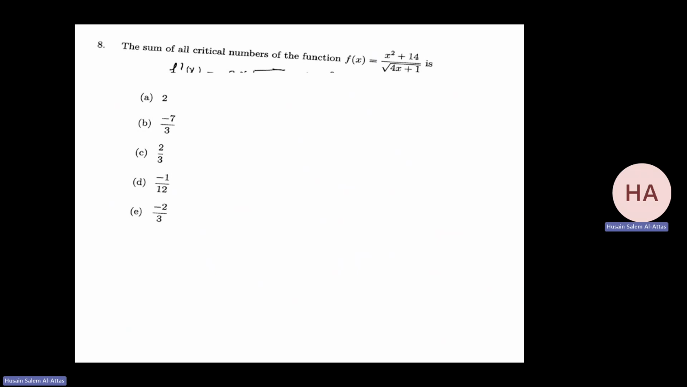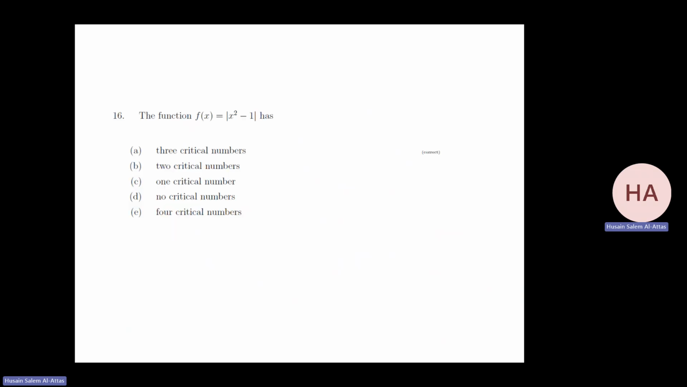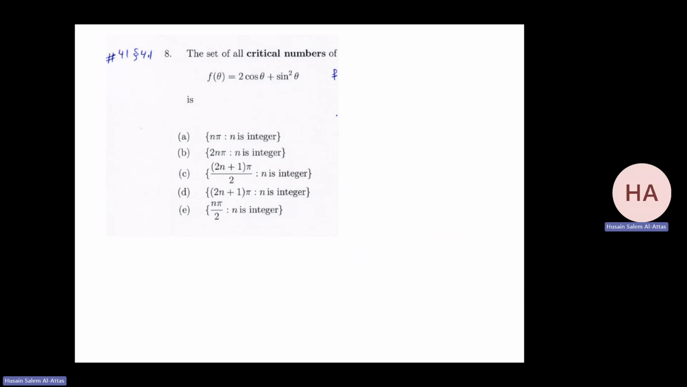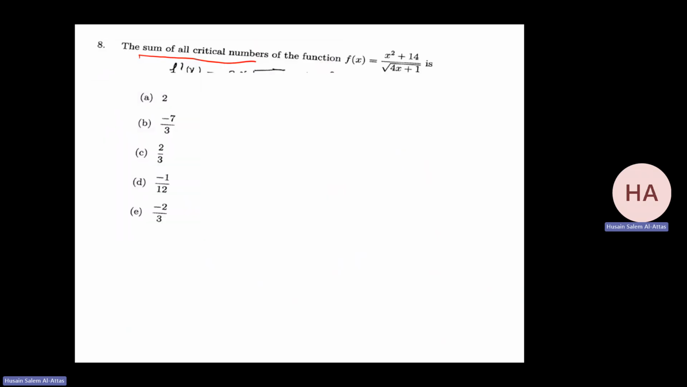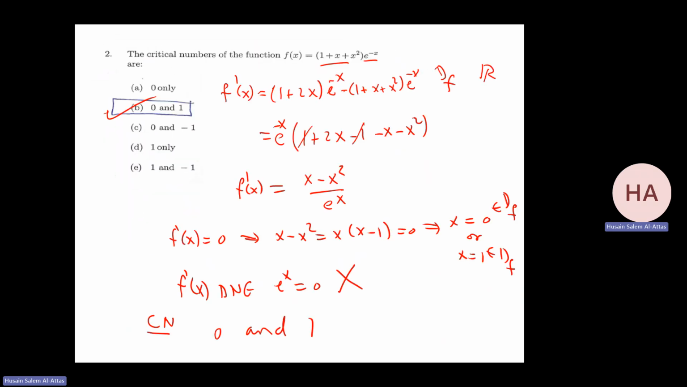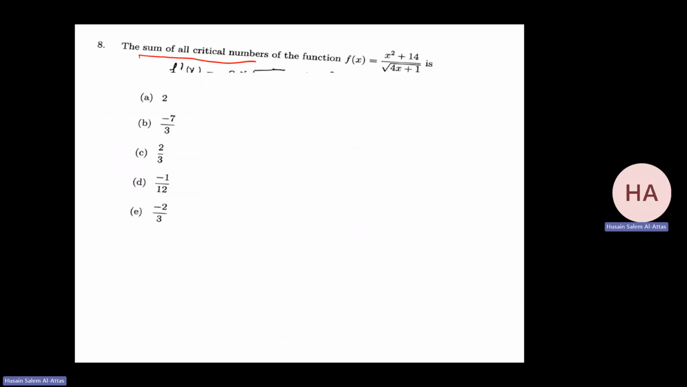The sum of all critical numbers for this function. You want the sum of the critical numbers. Find them and then add them. This is the set of all critical numbers. But the question keeps repeating itself. I need to find the critical numbers. Okay, let me do the next one.